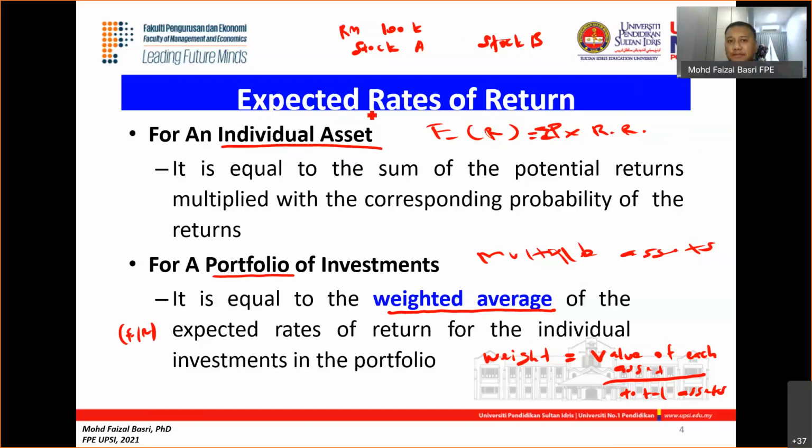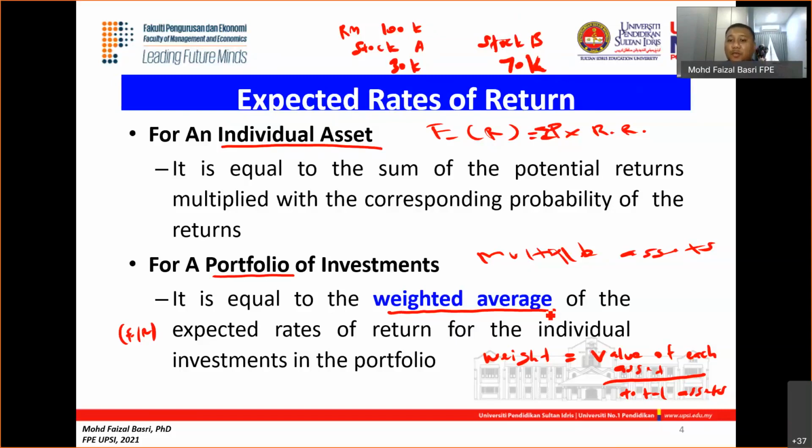So from this 100,000, let's say I put 30,000 in stock A. So the balance of the 100K is 70,000 here, 70K.